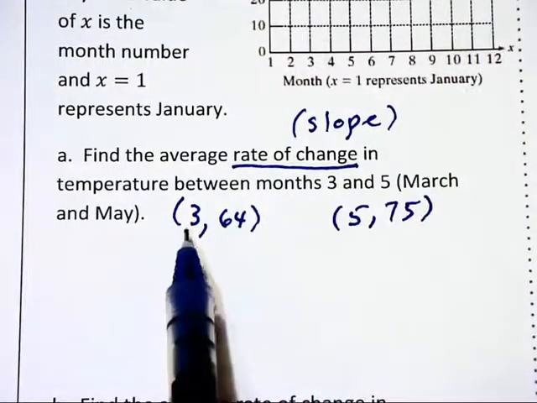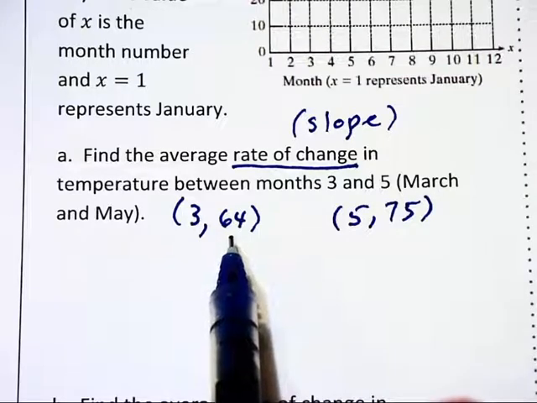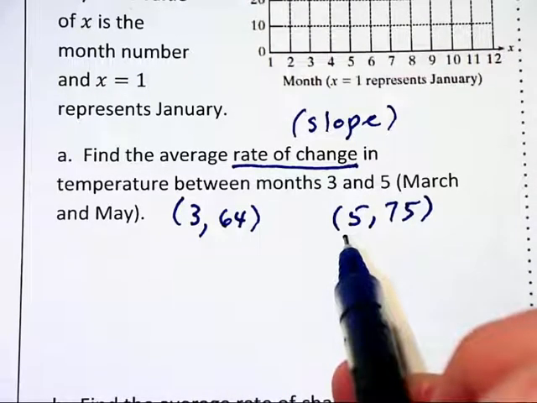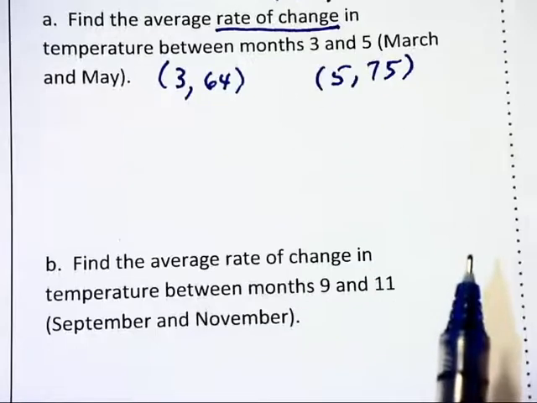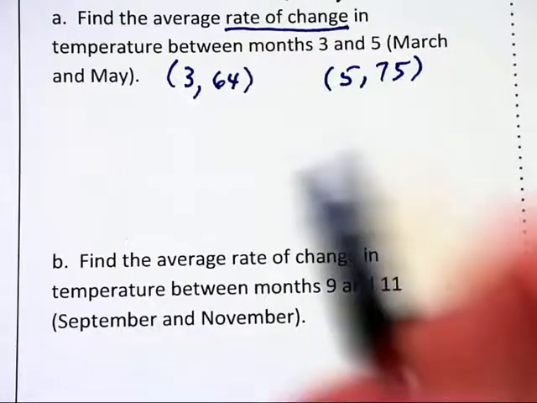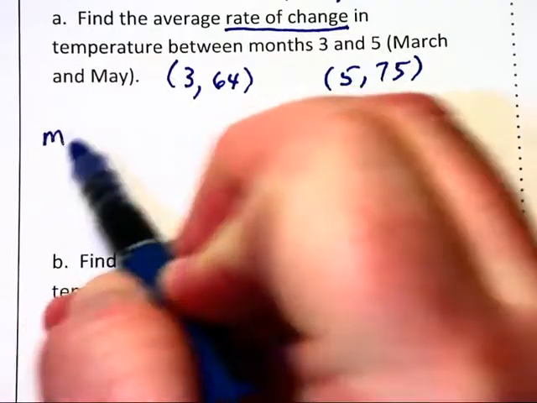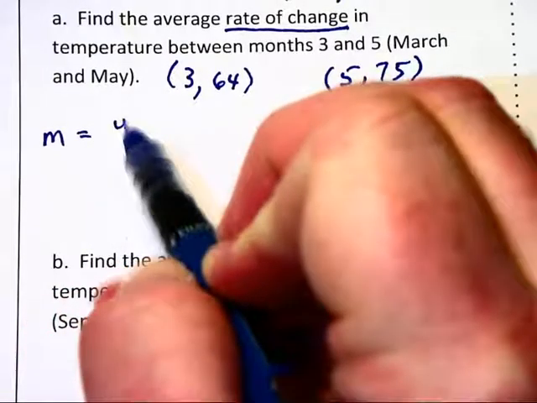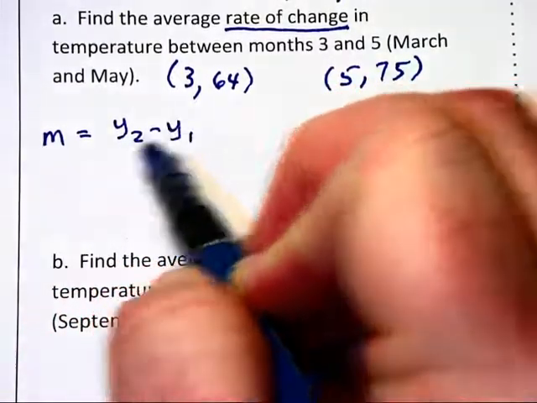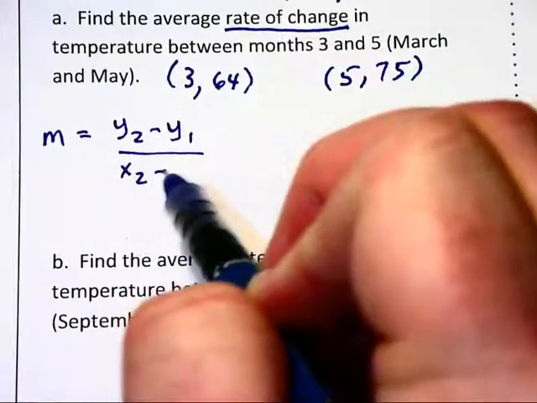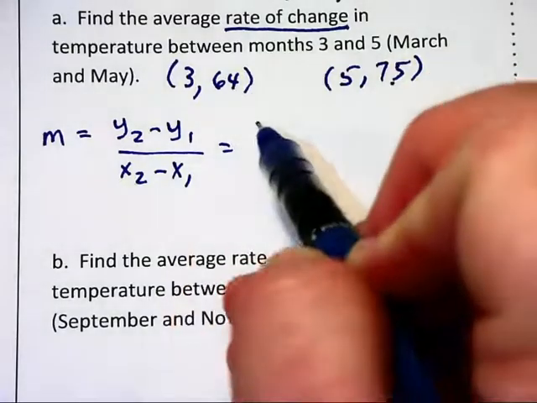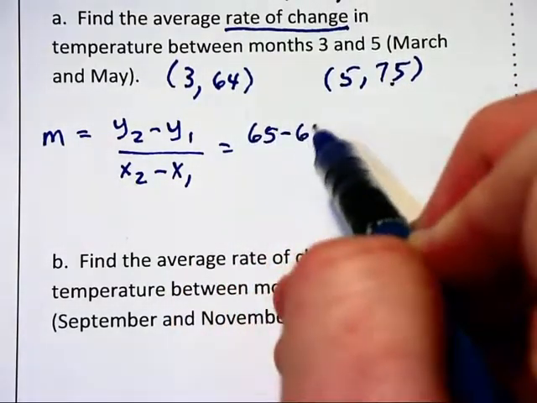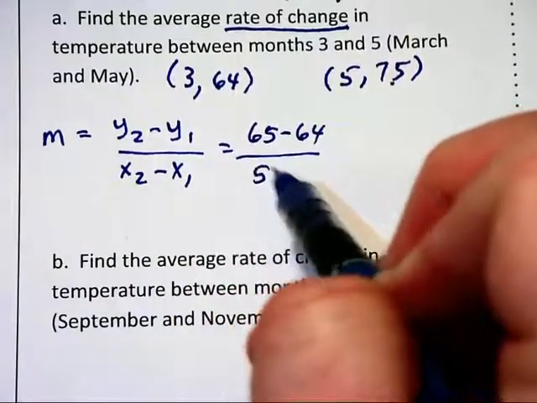5,75, meaning March having an average temperature of 64 degrees and May, the 5th month, having an average temperature of 75 degrees. They want us to find the average rate of change, which is basically the slope between these 2 points. Let's write our slope formula, y2 minus y1 over x2 minus x1, and that will be 75 minus 64 divided by 5 minus 3.